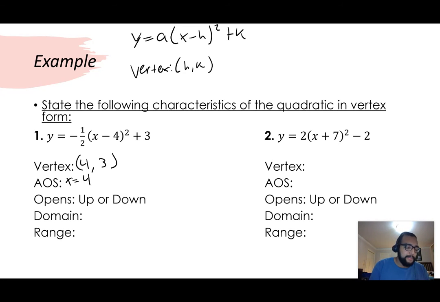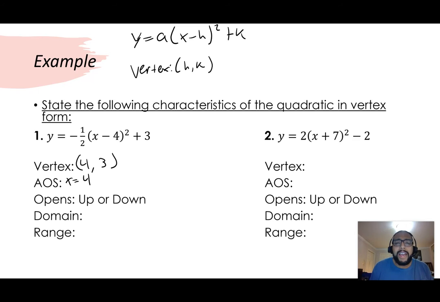Biggest thing here, remember, you must say x equals. Your axis of symmetry is a line. That's the definition of axis. It's a line. So you must say x equals 4. If you just say 4, that's going to be unfortunate when you get it wrong.